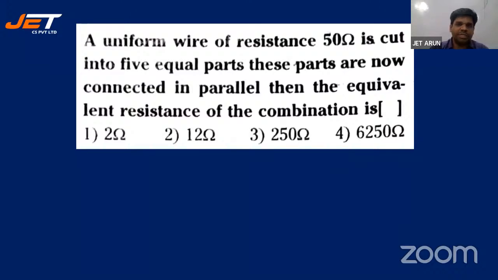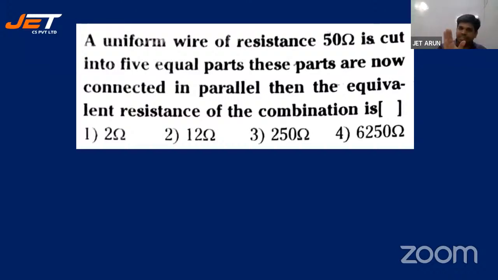Okay. Now listen to the question again. I'll repeat this in 30 seconds. A 50 ohm resistance wire is cut into 5 parts. Each part is 50 by 5, which is 10 ohms. Now I've got 5 identical resistors, each one 10 ohms.